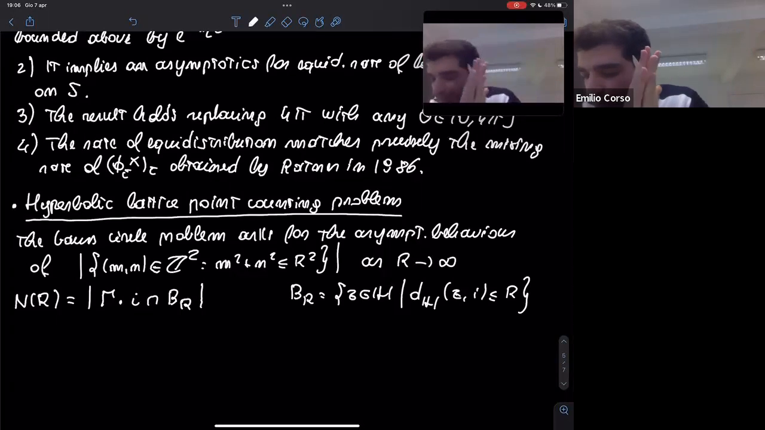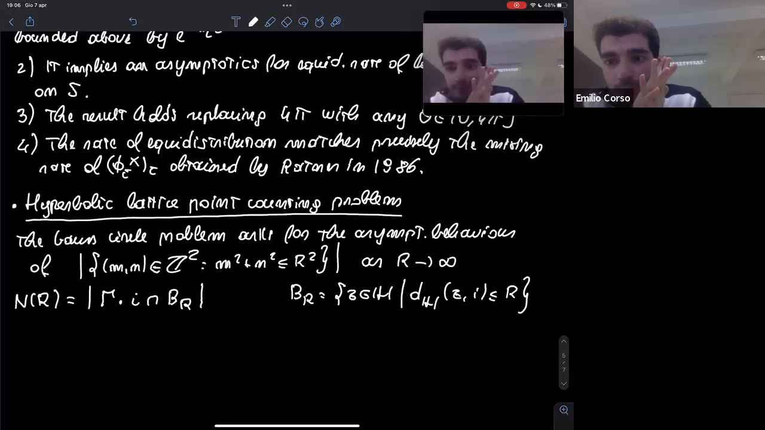Now, one can try to transfer the tessellation argument of Gauss to the hyperbolic setup, and at least it provides a rationale for the asymptotics, which is, again, just like in the Euclidean setup, the volume of the ball, which is proportional to pi e to the r.